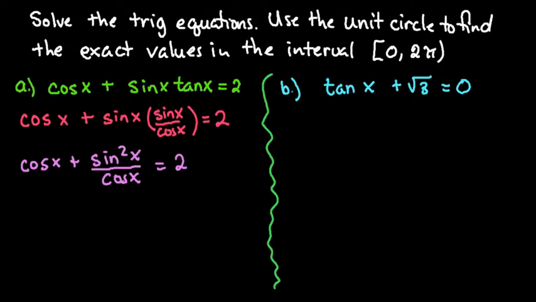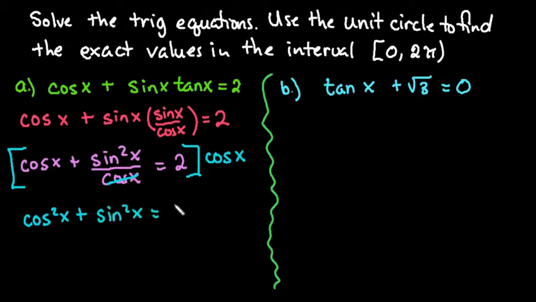And I find the easiest thing to do whenever I have fractions in an equation that I'm solving is to multiply everything by the lowest common denominator. So the only denominator that I have is cosine x. So I would just distribute this to everything. So cosine x times cosine x would give me cosine squared x. On the next one, the cosine x's would cancel each other out, so I would have sine squared x. And then I would have 2 times cosine x.